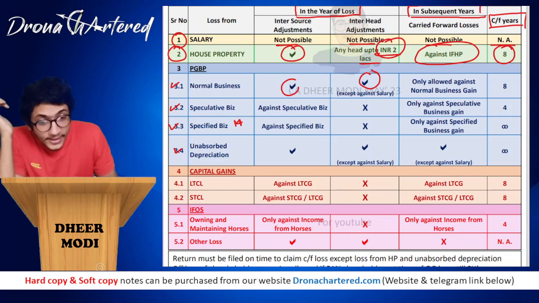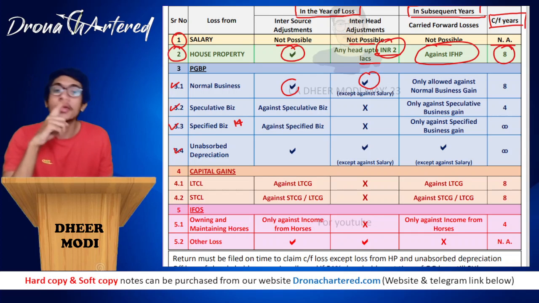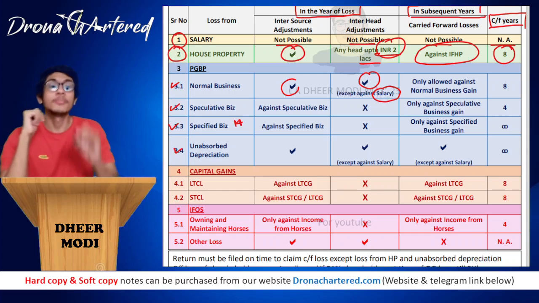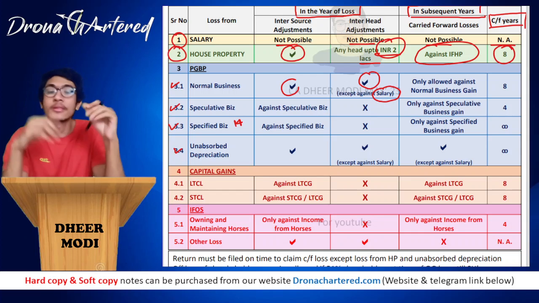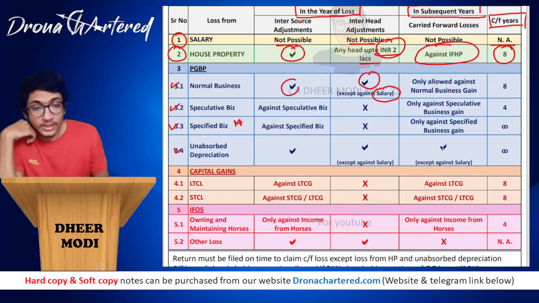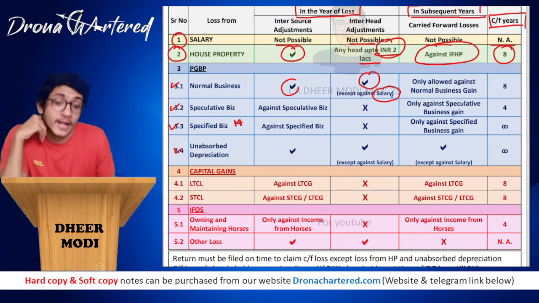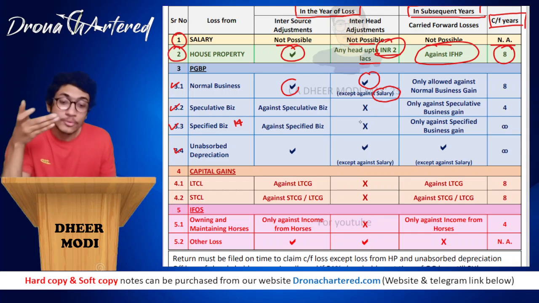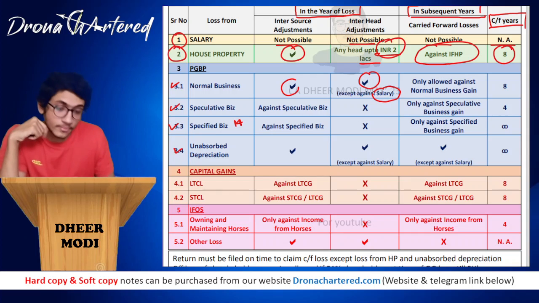Your inter-head adjustment is allowed, but business loss cannot be set off against salary. That means it can be set off against any other head except salary. Got it? So your salary is gone. Since it is inter-head, of course it cannot be PGBP also. So what are you left with? You are left with house property, capital gains, and IFOS. Okay.